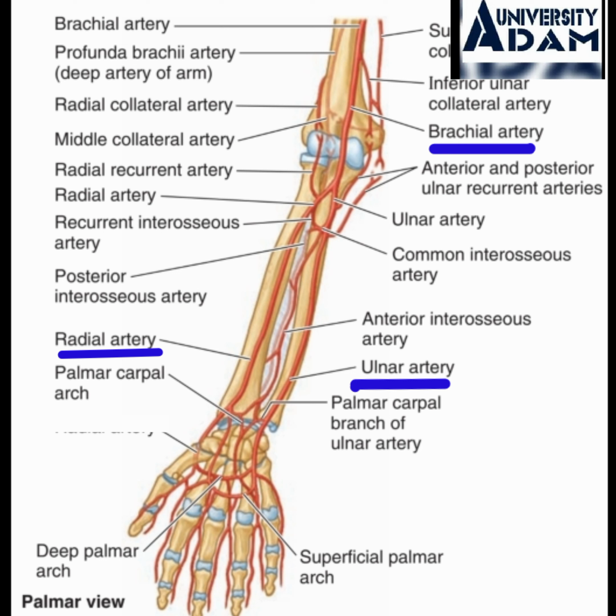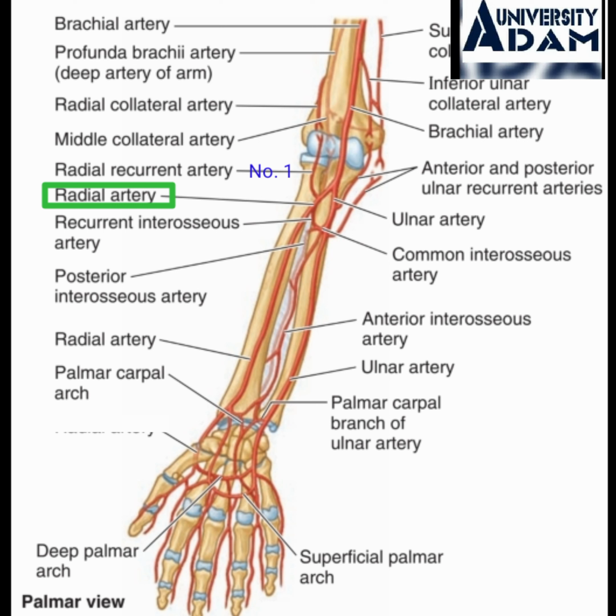Now we will discuss the radial artery and ulnar artery, their origin, course, termination, and also the branches of each artery. The radial artery is the smaller terminal branch of the brachial artery, which runs from the cubital fossa to the wrist joint. Now we will discuss the branches which arise from the radial artery. There are a total of 5 branches which arise from the radial artery.